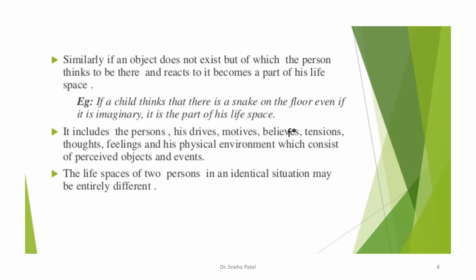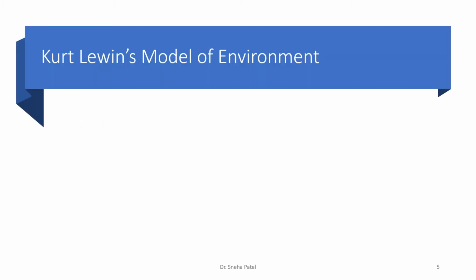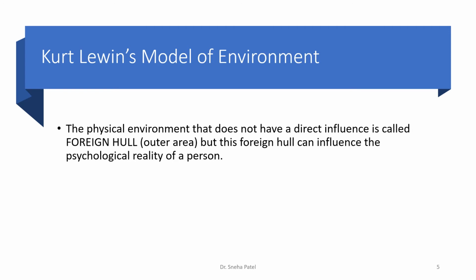So, in life space, what is included? The person and the environment which affects that person is included. In your textbook, there is one concept also given, the foreign hull. What is that? The physical environment that does not have a direct influence is called foreign hull or outer area. But this foreign hull can influence the psychological reality of a person.